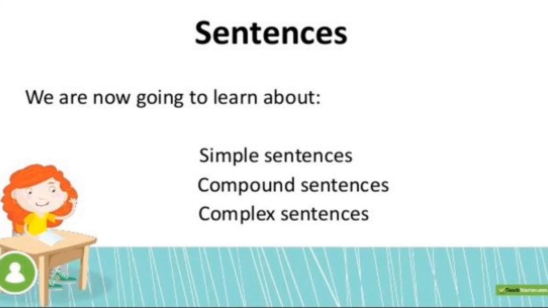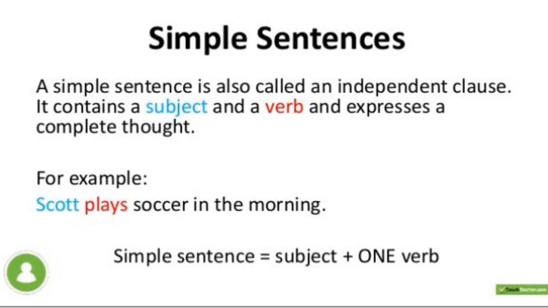Okay, students, now we are going to learn about simple sentences, compound sentences, and complex sentences. Firstly, simple sentences. A simple sentence is also called an independent clause. I have already told you. Simple sentences are also known as independent clauses. It contains a subject and a verb and expresses a complete thought. It's conveying a complete thought, a complete sense.